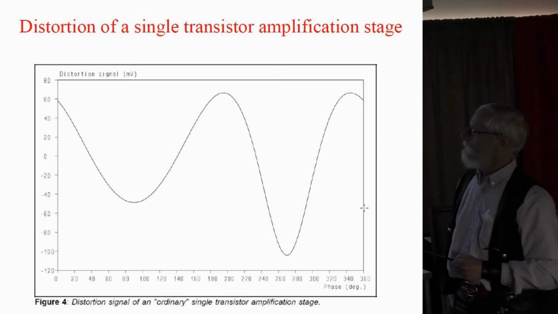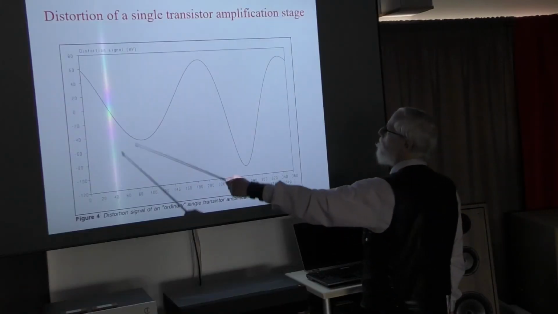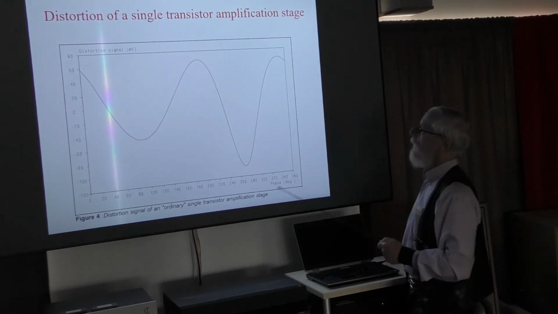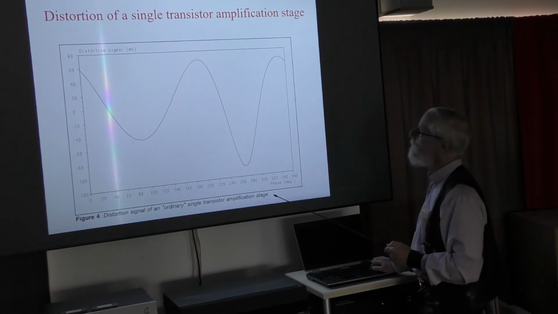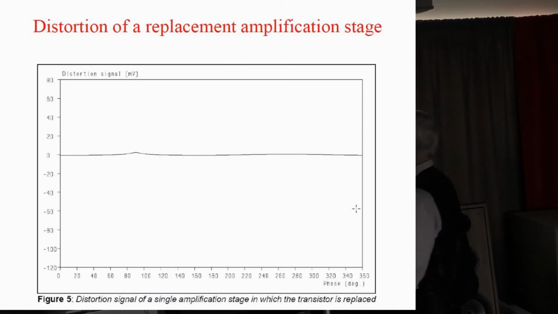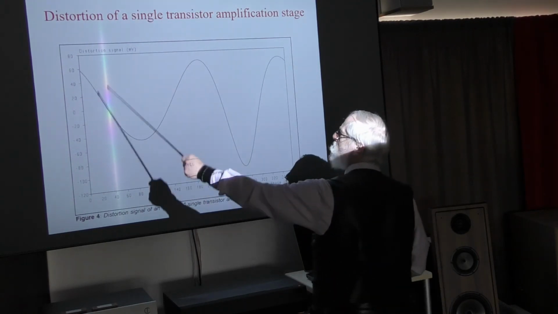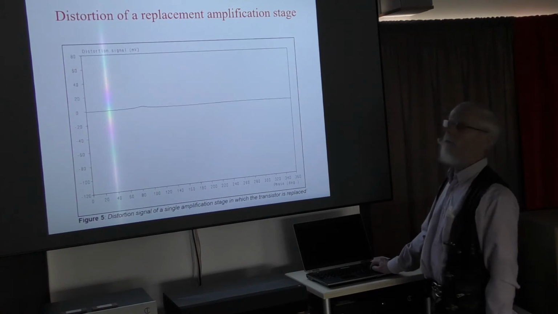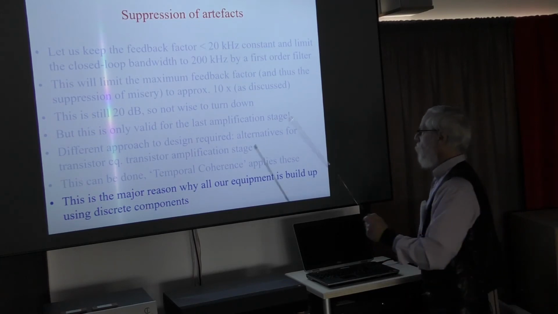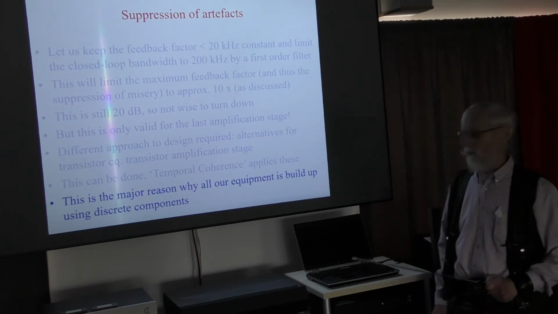This is the distortion of an ordinary single transistor amplification stage. So it's a single sine wave. And when you look at the difference between the input and the output, you get this. And with the alternative amplification stage, you get this. And I didn't manipulate the results. The scales are the same, from minus 120 to plus 80, but you can see it is significantly less. So this is one of the major reasons why all our equipment is built up using discrete components, because then we can get those amplification stages as we want them.